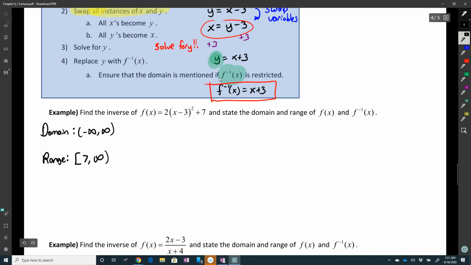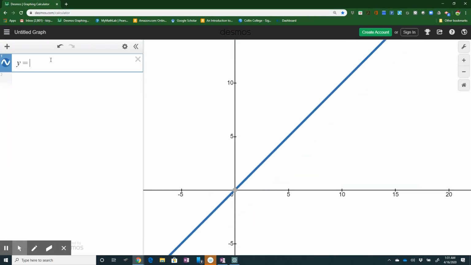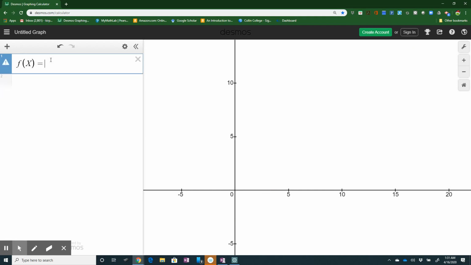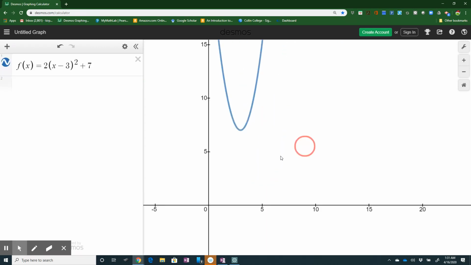All right. Oh, but you're right. I almost caught myself. I almost messed myself up. Left 3. If I put left before, I apologize. Right 3, up 7. So just to point out, when they give you these problems, if I graph that, 2 times x minus 3 squared plus 7, notice that it's not one-to-one.